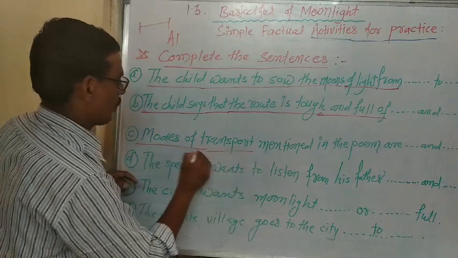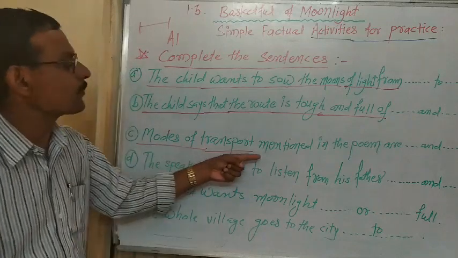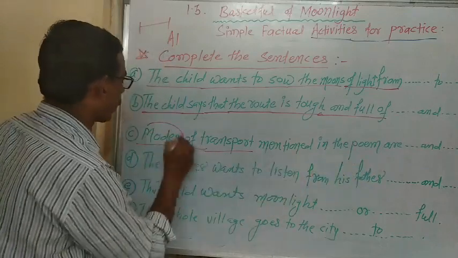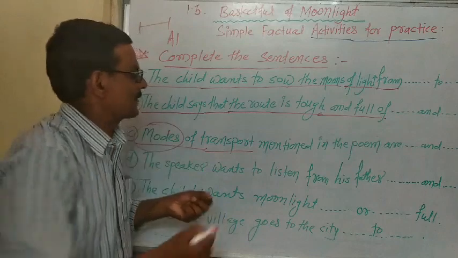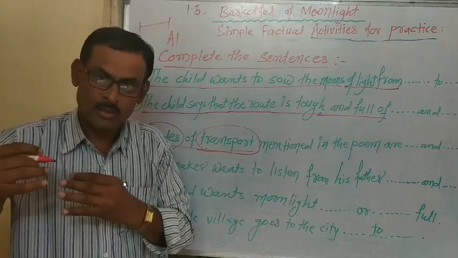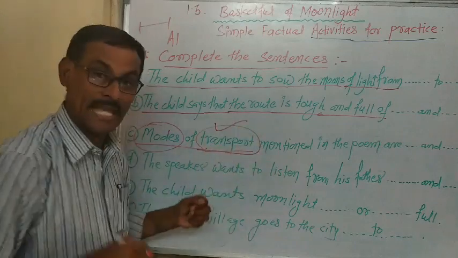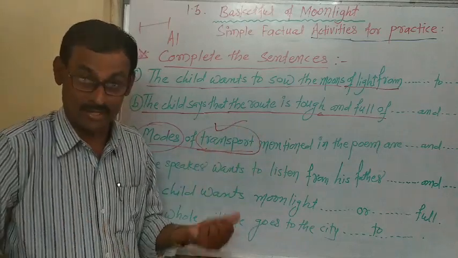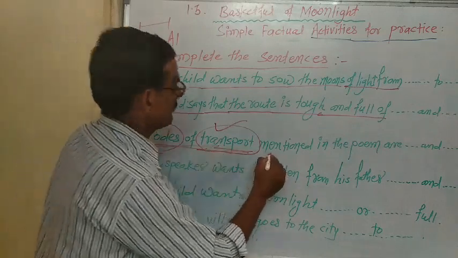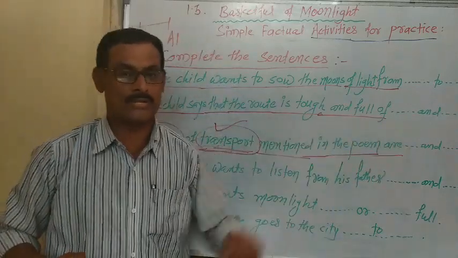Modes of transport. This is the word, modes. Modes of transport mentioned in the poem. Modes, that is sources. Sources of transport or transportation, that is going from one place to another. Sources of transportation, carriages, carriers, carrying from one place to another. Modes of transportation mentioned in the poem are dash dash and dash dash.